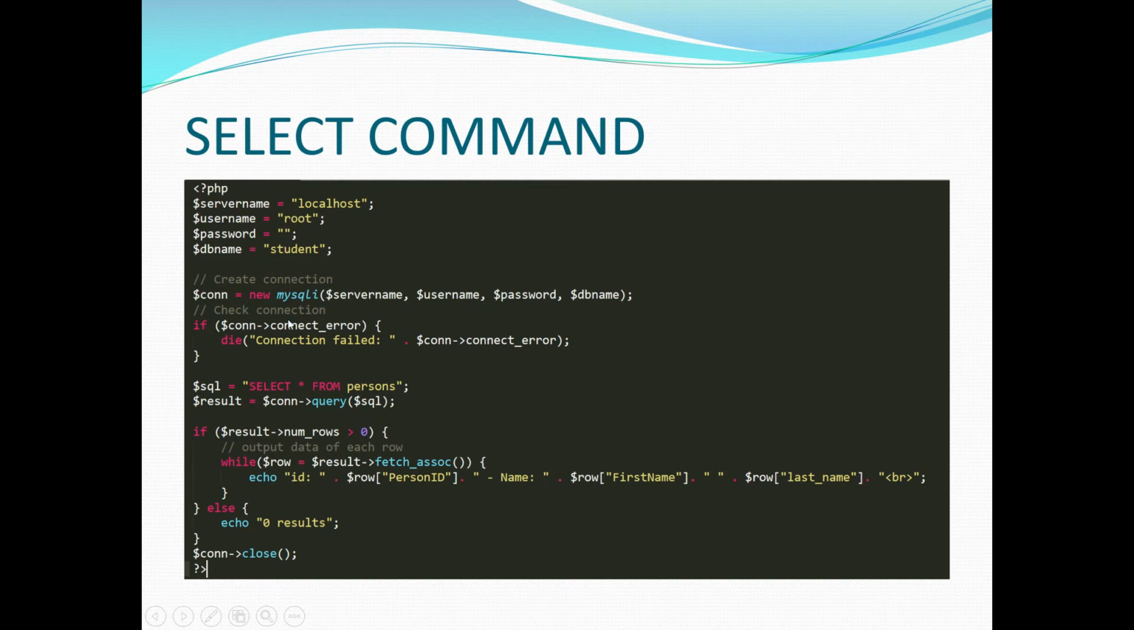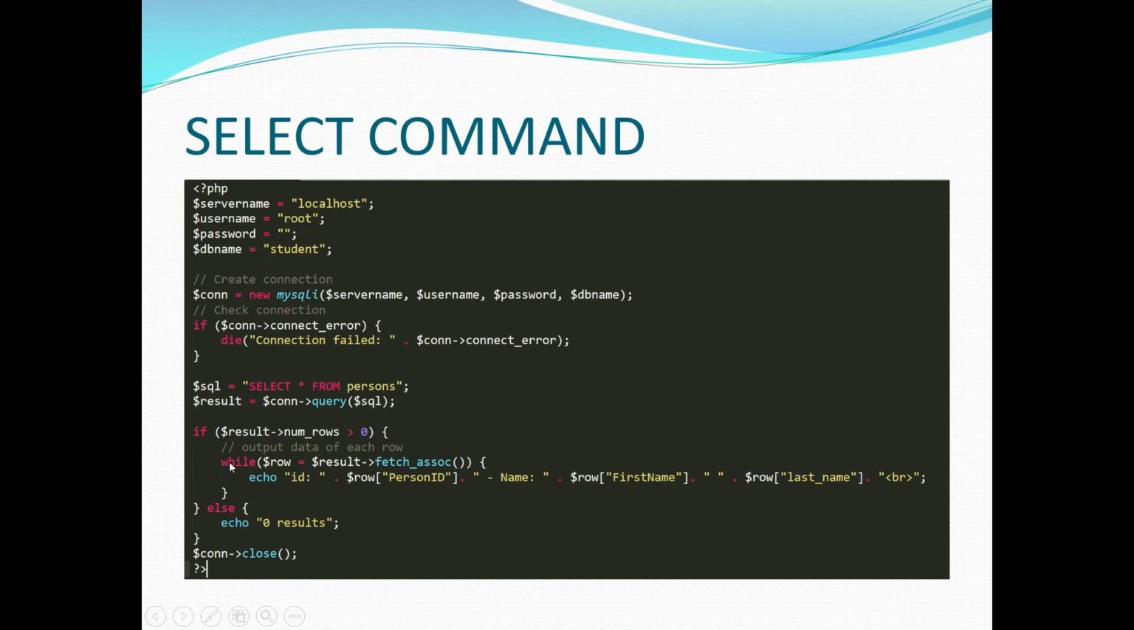If your DB has a password, you can write it here. In my credentials, my username is root and password is null, and the DB name is this one. If the connection passes, then inside the SQL variable I write a MySQL query, that is SELECT * FROM the table name, that is person, inside this database. The result I save inside the result variable through the connection query. It will run the SQL query and save the result.